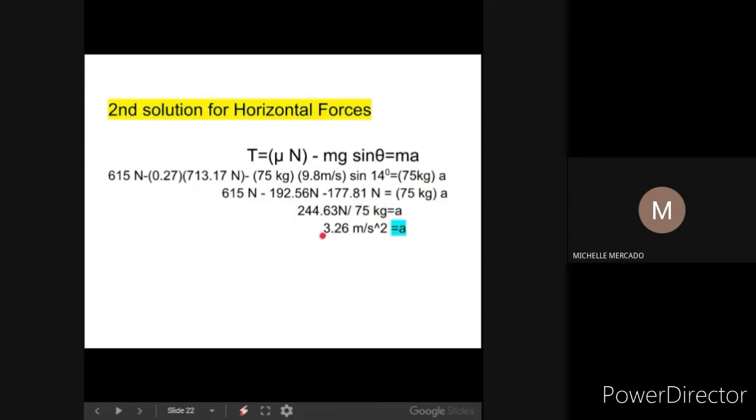The answer will be 3.26 meter per second squared. Yun po yung nakuha nating acceleration.